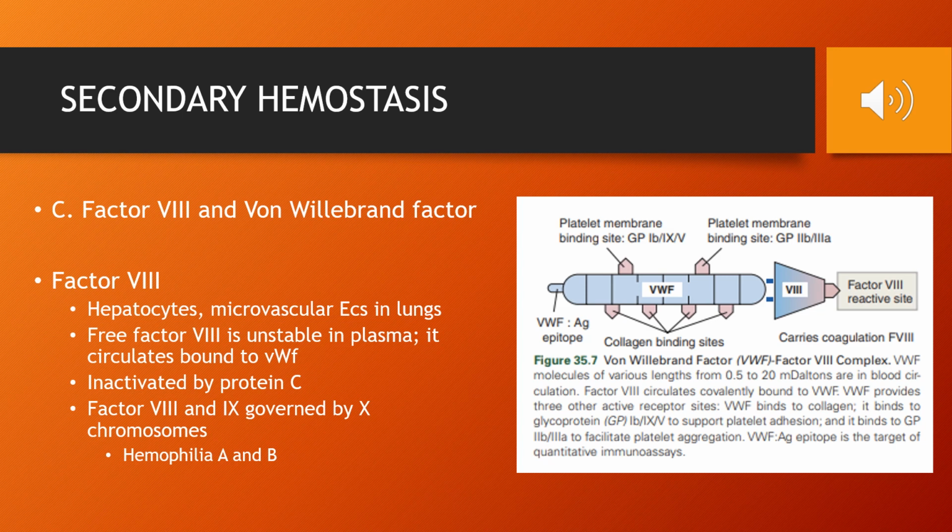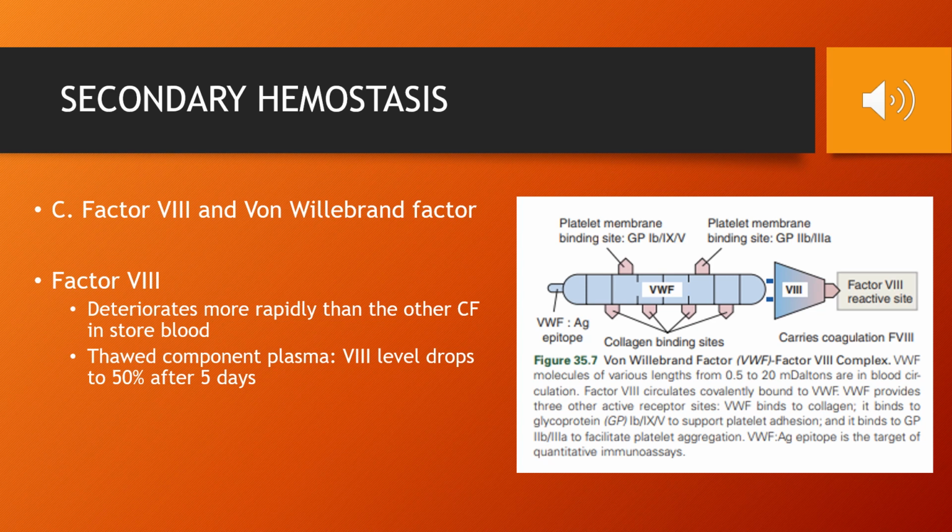So factor 8 may be a cofactor, but it is very important in hemostasis since patients with hemophilia A usually experience severe bleeding and symptoms. Factor 8 deteriorates more rapidly than the other coagulation factors in stored blood. So in a thawed component plasma, the factor 8 level drops to approximately 50% after 5 days. So treatment for hemophilia bleeding episodes would consist of replacement therapy transfused according to the 12-hour half-life of factor 8.